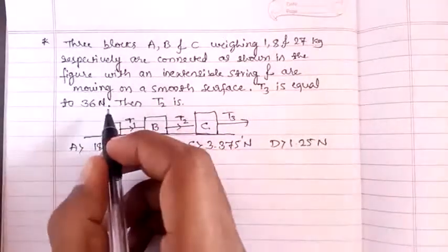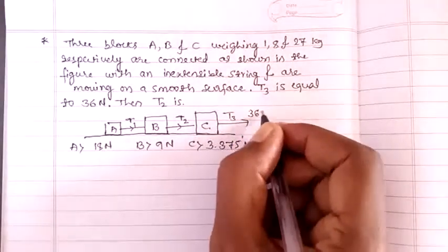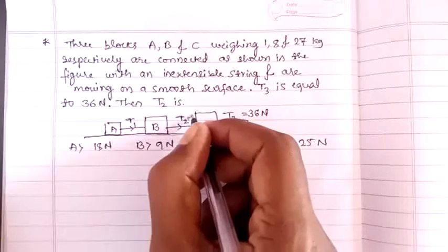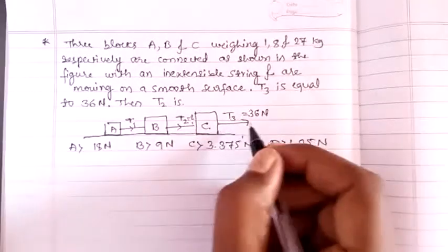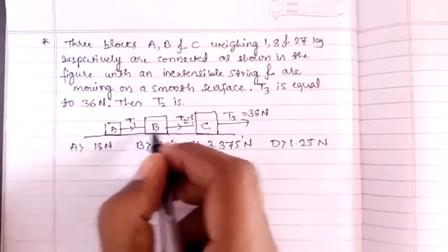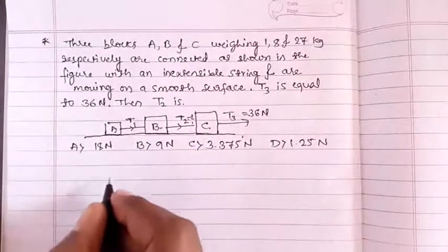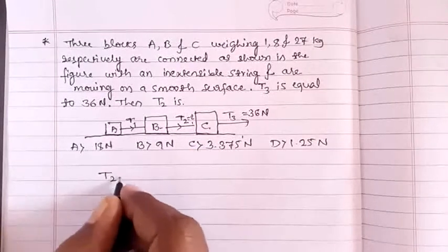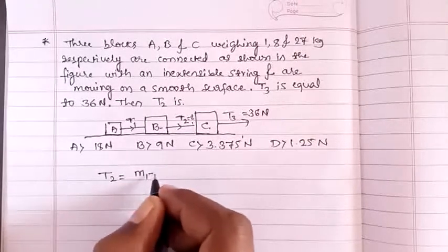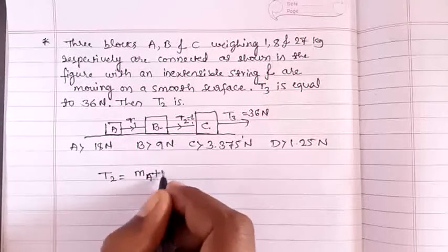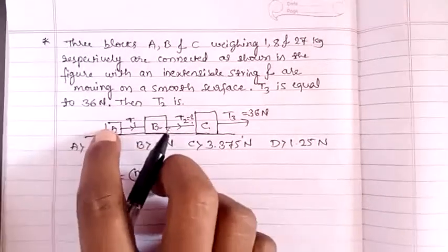T3 is equal to 36 Newton. Then what about T2? T3 is given as 36 Newton, and our aim is to find T2. Here, T3 is pulling all three blocks, but T2 is pulling only these two blocks, A and B. How to find T2? T2 is equal to the total mass, that is mA plus mB, into acceleration. So what is the acceleration produced in this system?